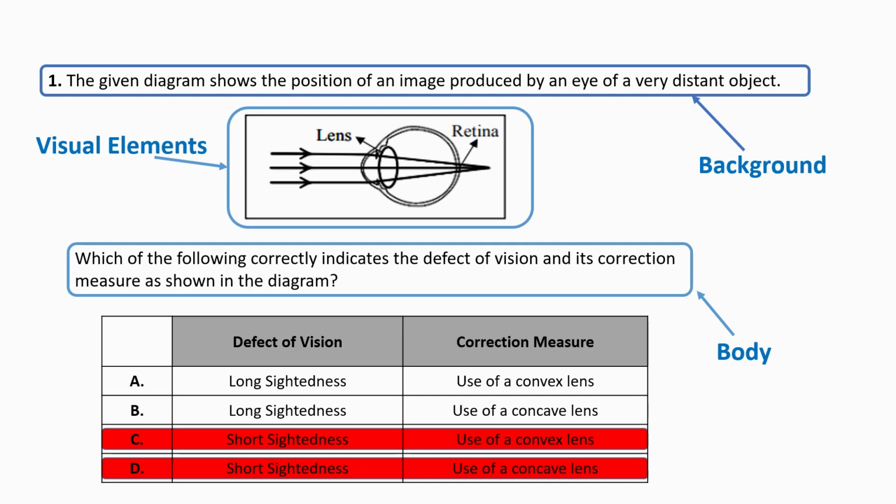So that means when the image forms behind the retina, the defect will be considered long-sightedness. And how can we correct it? In that case, we need to increase the thickness of the eye lens.